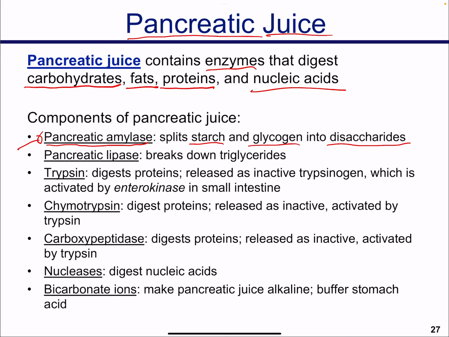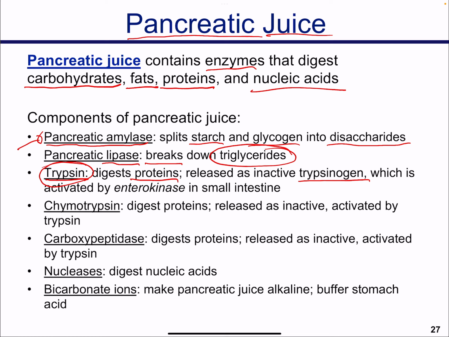Then we're going to have the enzyme that break down lipids. These are pancreatic lipases. They're going to break down lipids, right? Specifically triglycerides. Not only triglyceride, because you also have other lipids. Then we're going to have trypsin. Trypsin is actually produced as trypsinogen. Trypsinogen is going to be activated and turned into trypsin, which is the form capable of digesting proteins, right?